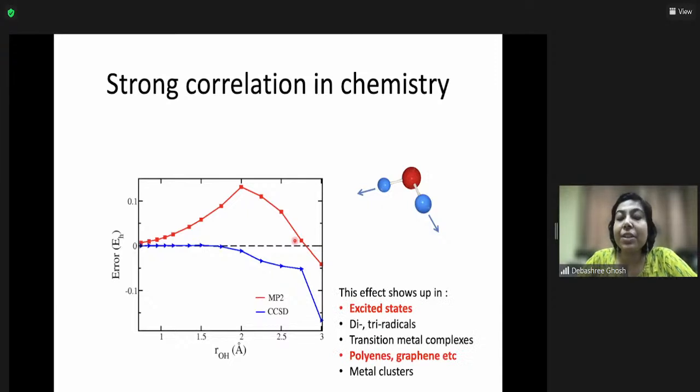This sort of an effect shows up in excited state chemistry, which I am largely interested in: diradicals, triradicals, essentially any polyradical systems, transition metal complexes, polyenes, graphenes, which is again something I'm going to touch upon in this lecture, and metal clusters, and a plethora of other systems. So that's really bad news for quantum chemistry, that this kind of evil effect shows up so much.